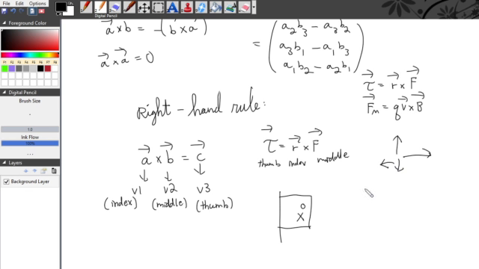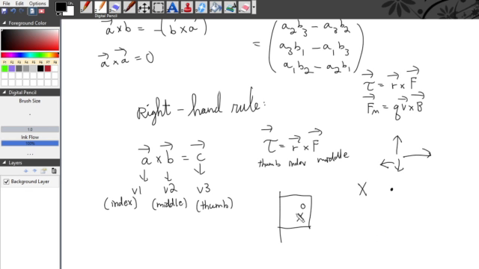So if something is going into the screen, you just use an X. This means something's going in, like through. You can think of it as analogous to the fletchings of an arrow. If the arrow is going into the screen, this is how the fletchings look to you. If something's going out of the screen, you just use a point, and you can think of it as the point of the arrow coming towards you.